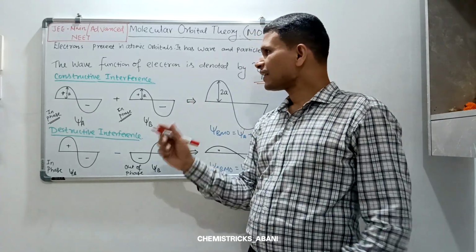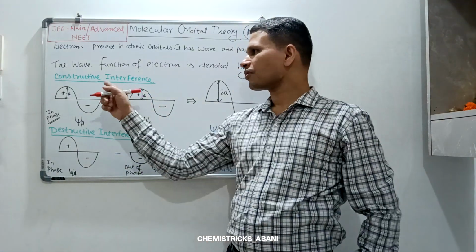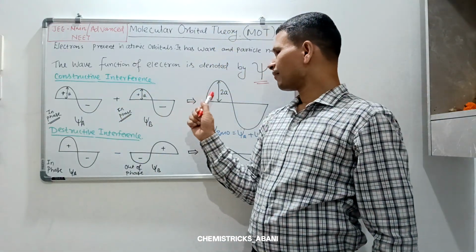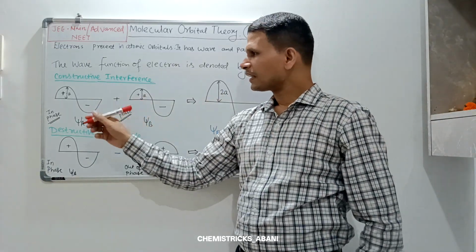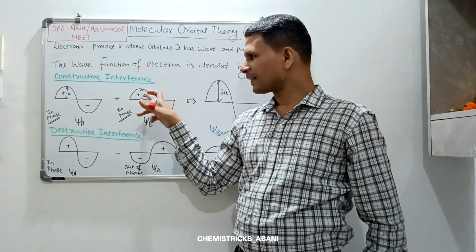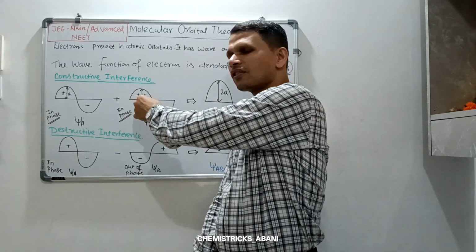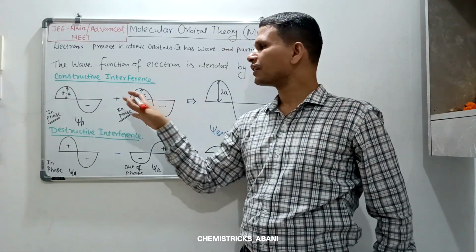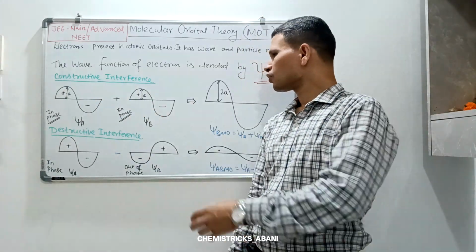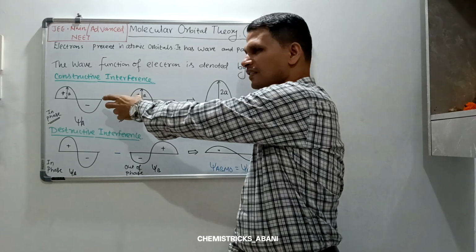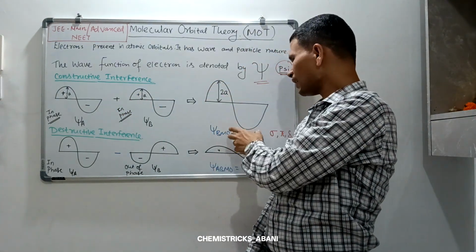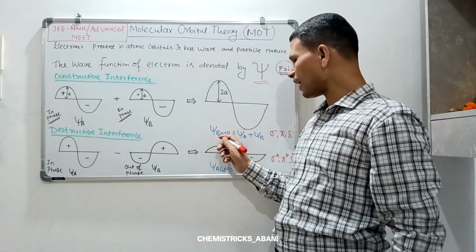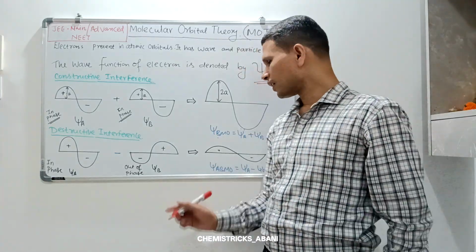When these two wave functions combine constructively, it is called constructive interference or addition of wave function. Here, due to addition of wave function, see this amplitude A and this amplitude A becomes double here. So there is addition of wave function. Both are in phase. In phase means both are in the positive direction. Both waves are in positive direction, so it is in phase wave function. When it is combined, the waves are added, and this results in formation of bonding molecular orbital, which is called BMO. BMO stands for bonding molecular orbital.